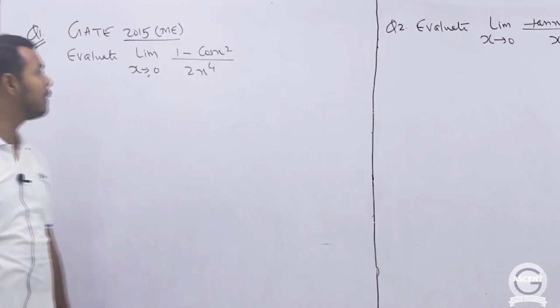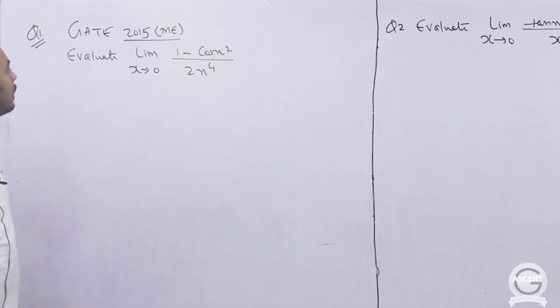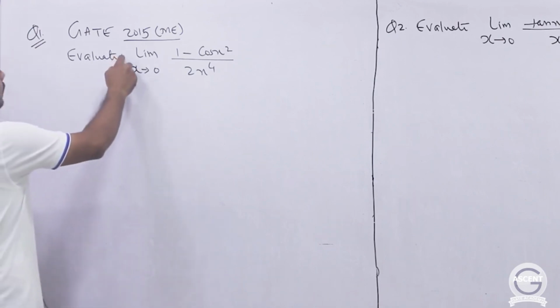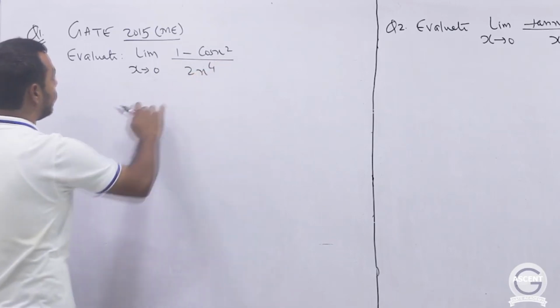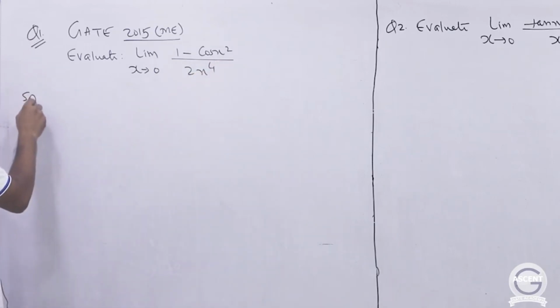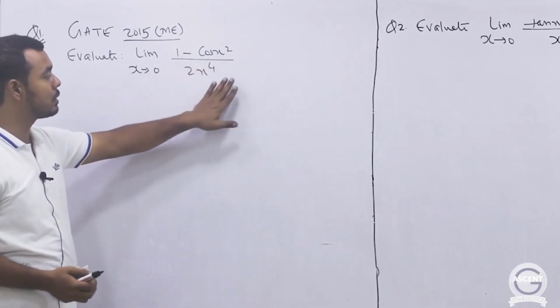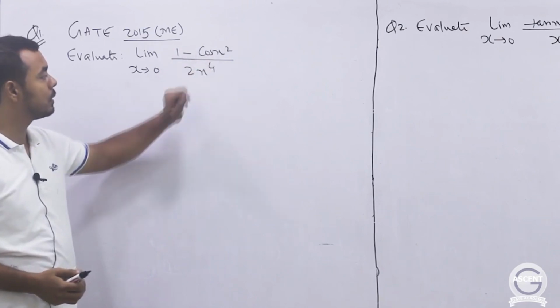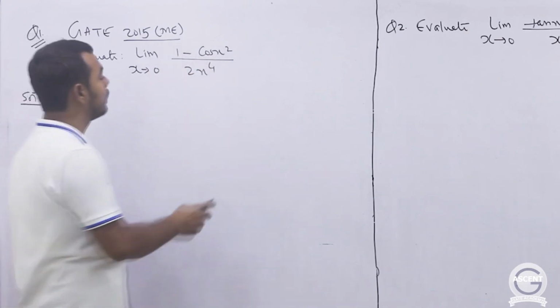Now we have these two problems based on the concepts that we have learned. The first question was asked in GATE 2015 in mechanical. The problem is to evaluate this limit: x tending to 0 of 1 minus cos x square by 2 x to the power 4. As you can clearly see, if I place x equals 0 here, I will get 1 minus cos 0, cos 0 is 1, so 1 minus 1, 0 by 0. So this is 0 by 0 indeterminate form, right?